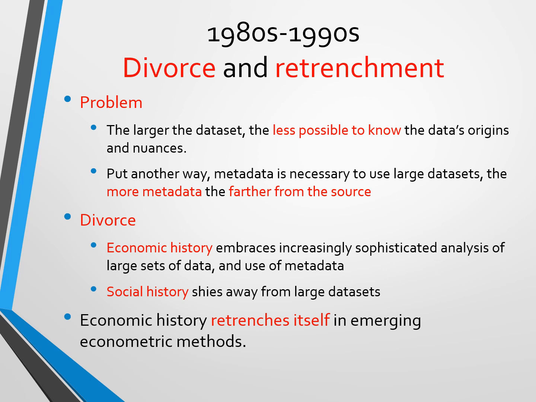Economic history embraces increasingly sophisticated analysis of large sets of data and the use of metadata, particularly in the 2000s. Social history shies away from large data sets and becomes increasingly focused on these narrow, short-term, regionally specific types of research that are complained about so vigorously in the History Manifesto. So economic history and social history divorce from one another.